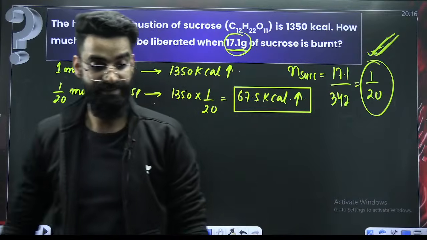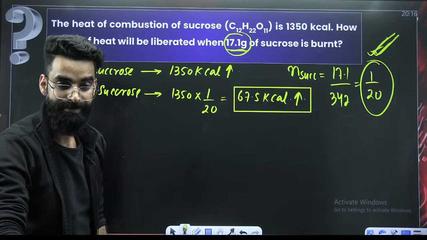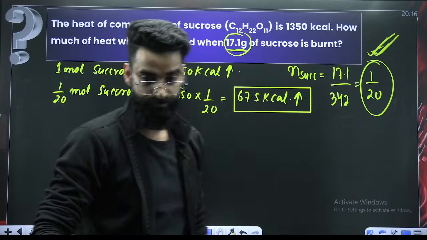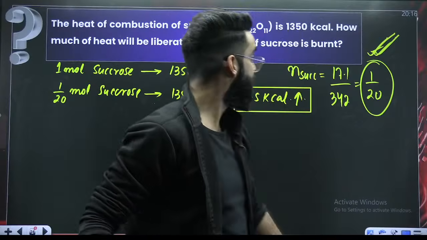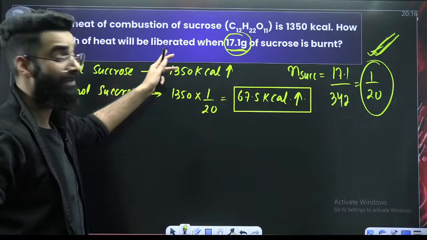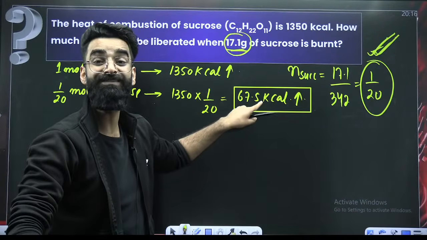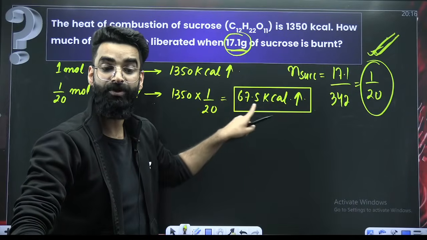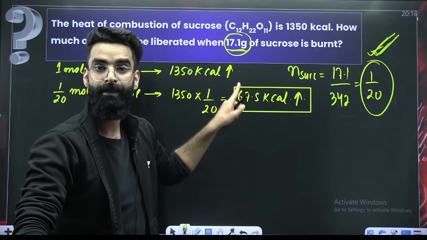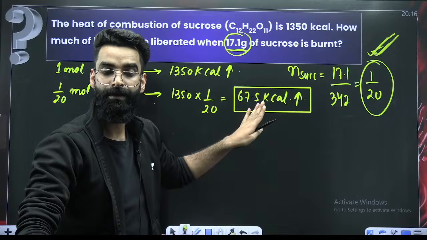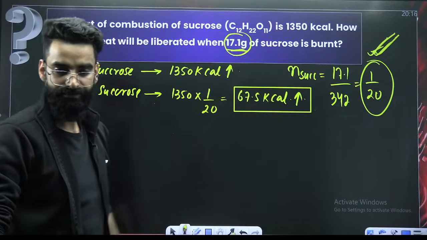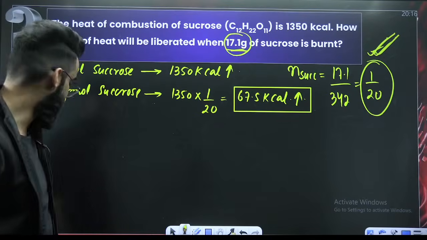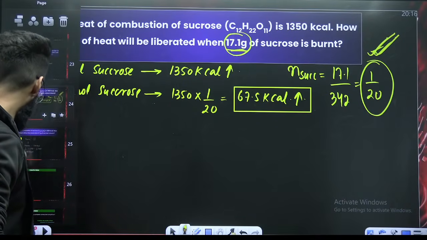I hope this is clear to everyone. Right? Okay. The question is saying how much heat will be liberated. This much amount of heat will be liberated. Right? Okay? Is it clear, people? Let me know once in the chats if it is super clear. Quickly.